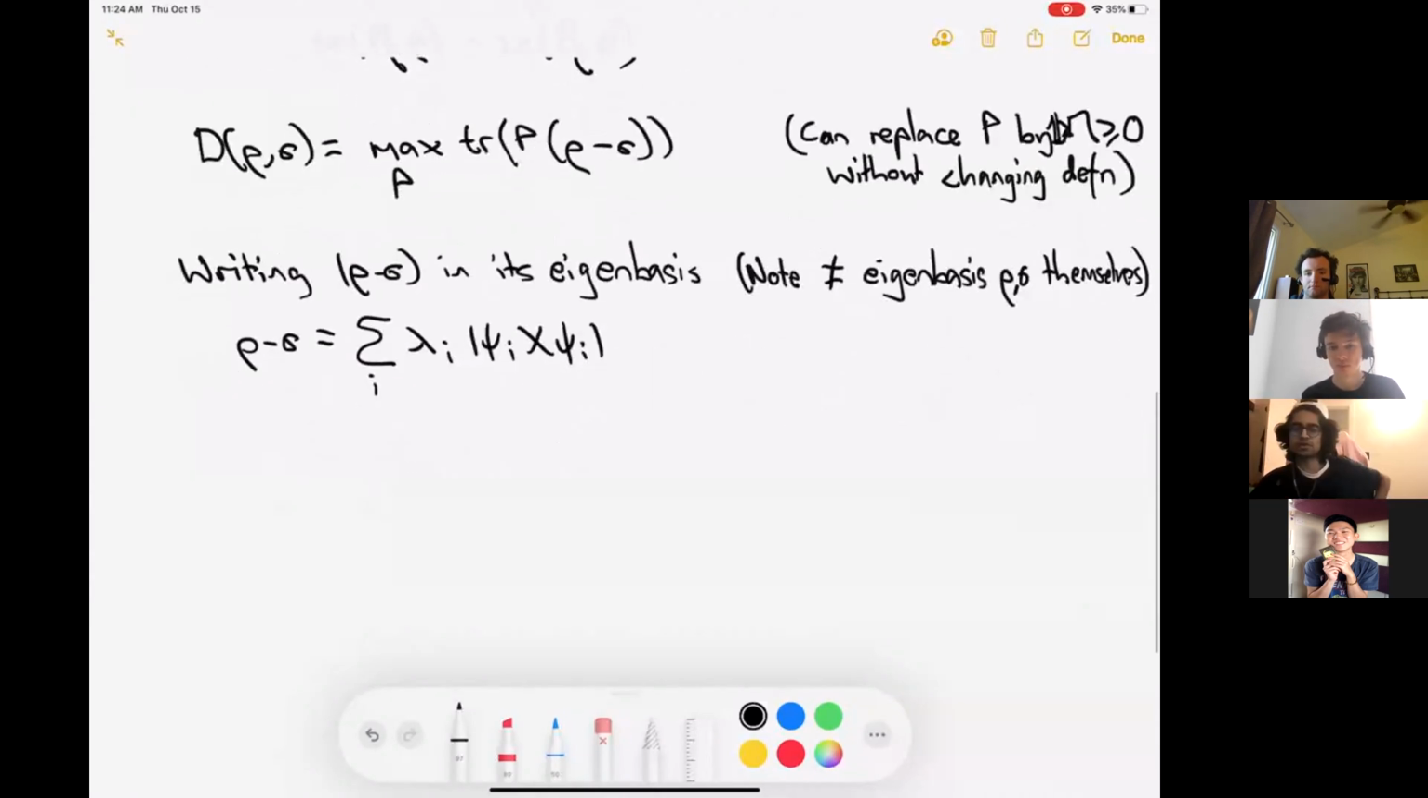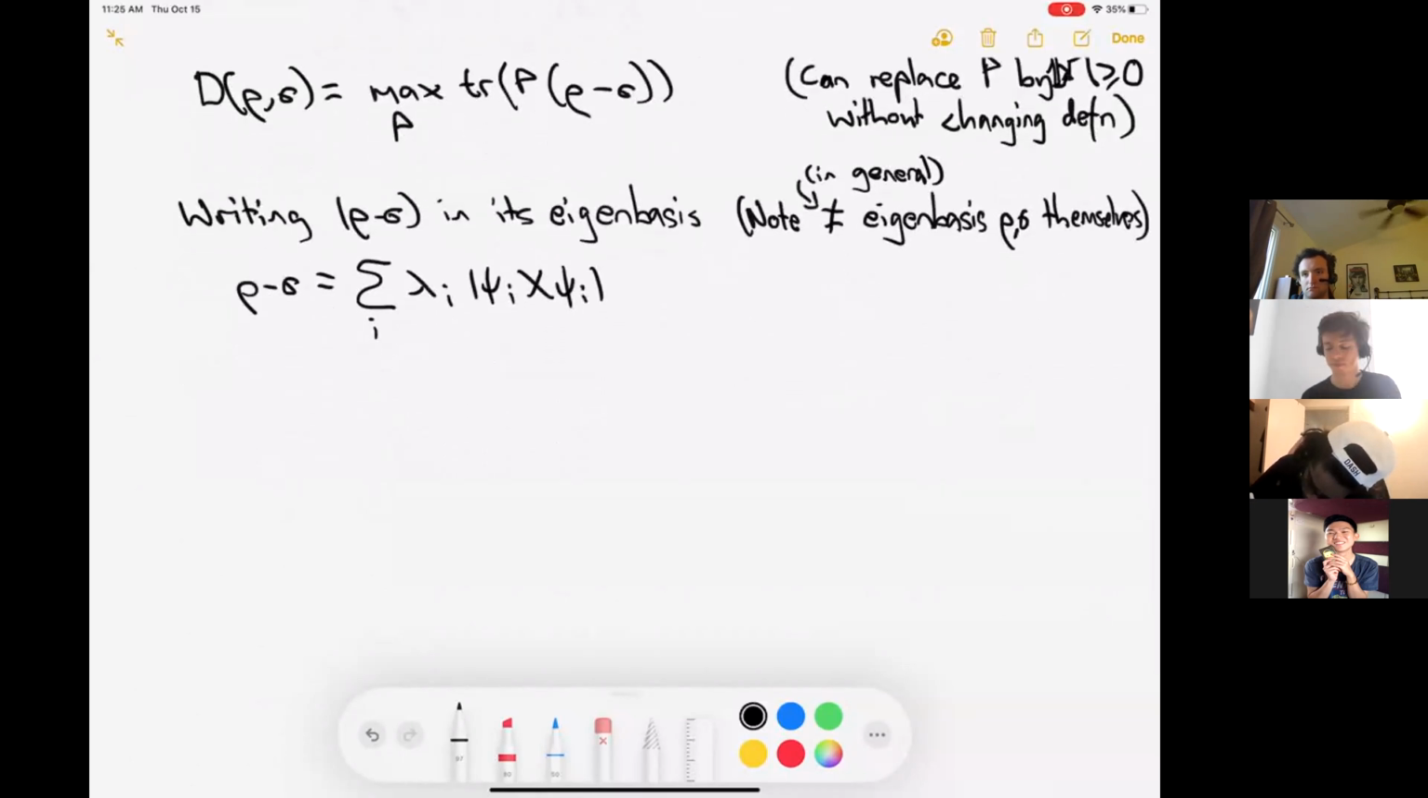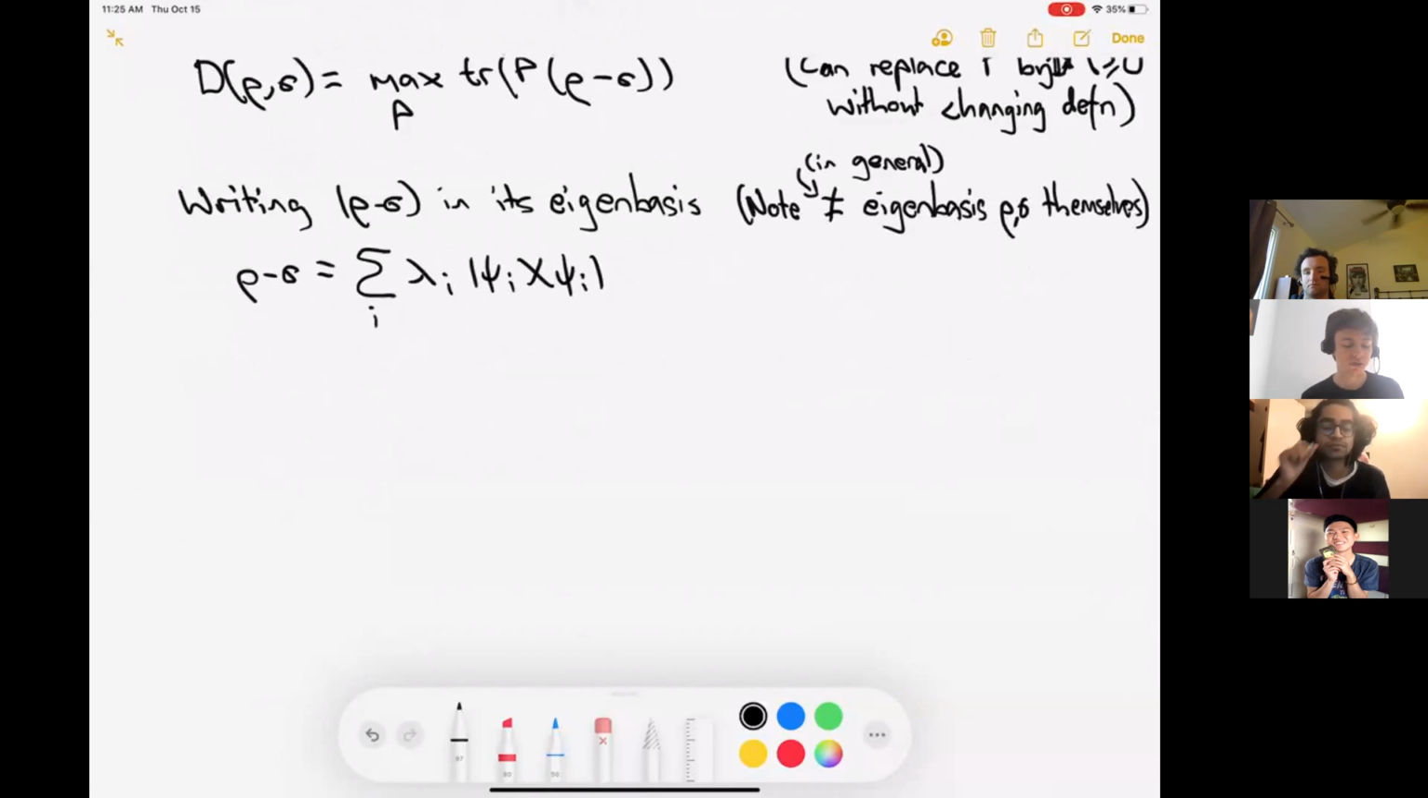How do we know that the eigenbasis of rho minus sigma is not equal to the eigenbasis of rho and sigma? Is this an assumption for generality? No, this is just true in general. If rho and sigma commute, then they have the same eigenbasis, and their difference also has the same eigenbasis, but in general that won't be true. So for rho and sigma individually, all of these lambda i's will be positive. But for rho minus sigma, some of them will be positive and some of them will be negative.